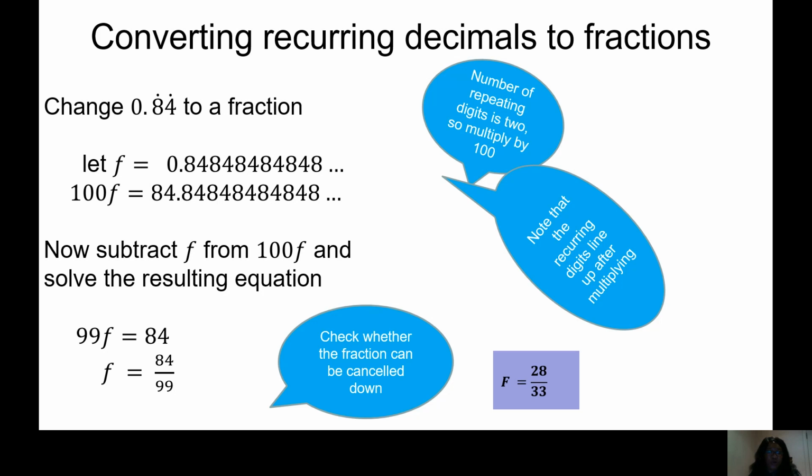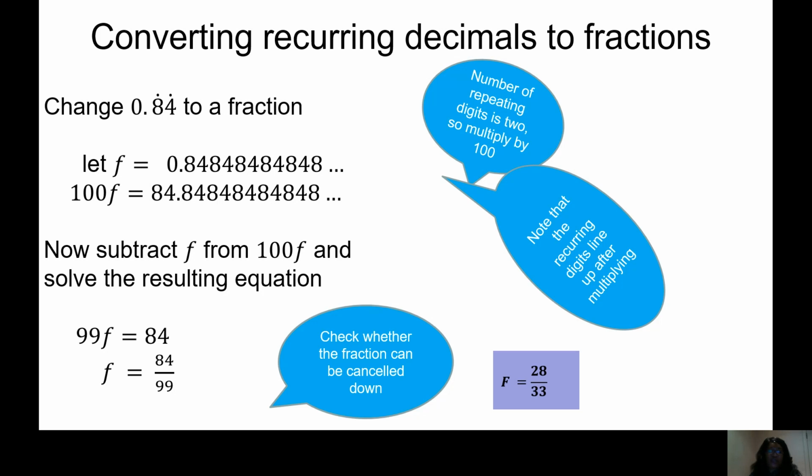You must make sure that your fraction is simplified. So in the big fraction, we have a 3 that is a factor of both the numerator and the denominator. So we use it to cancel out, and we have the final fraction to be 28 over 33. So we have changed 0.84 recurring to a fraction in its lowest terms.